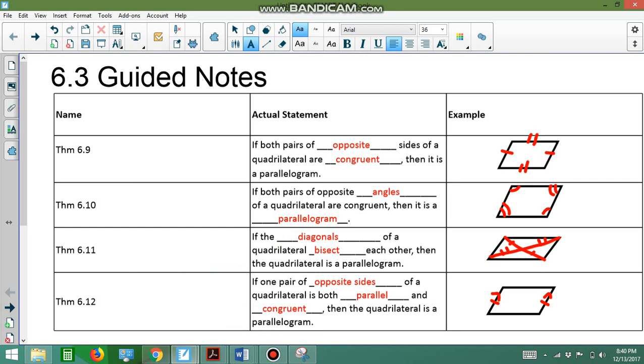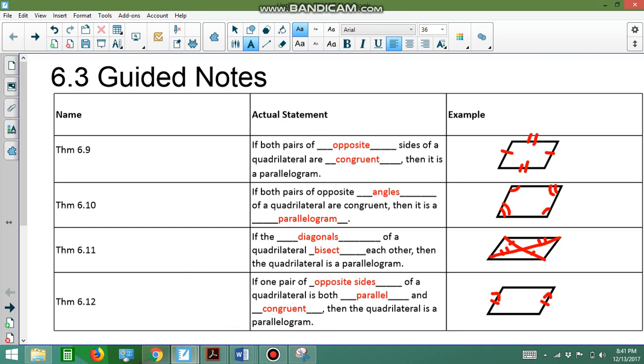Why don't we go ahead and pause the video and you can take a minute to write down your guided notes. So these are kind of the opposite of what we did yesterday. Yesterday we said if it's a parallelogram, then these things are true. Today it's the opposite. So it's if these are true, then it's a parallelogram.